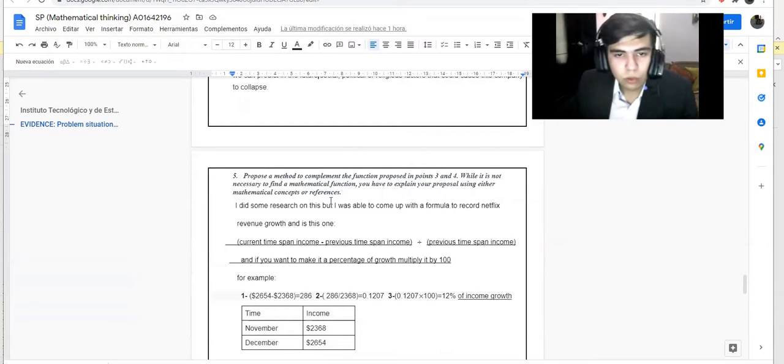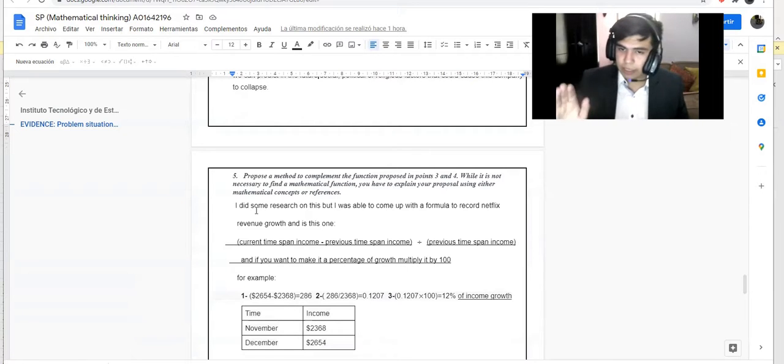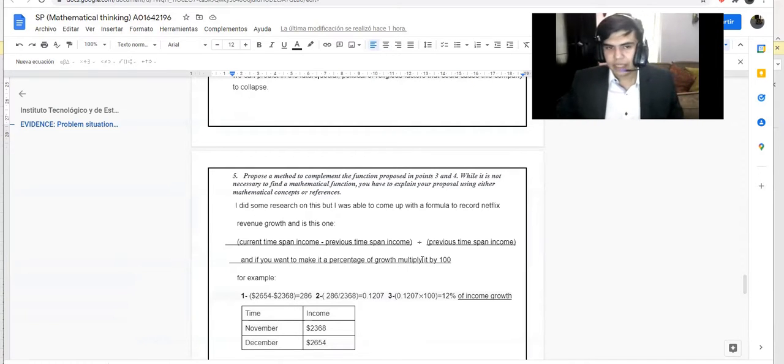Propose a method to complement the function proposing the points 3 and 4. While it's not necessary to find a mathematical function, you have to explain your proposal using either mathematical concepts or reference. Okay, I did some research and I was able to come up with this formula to record the Netflix growth.